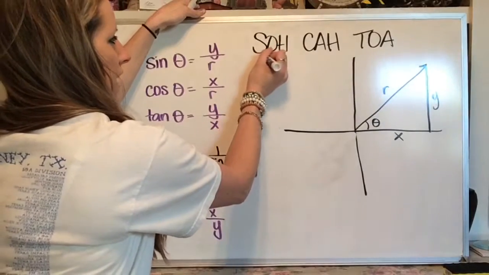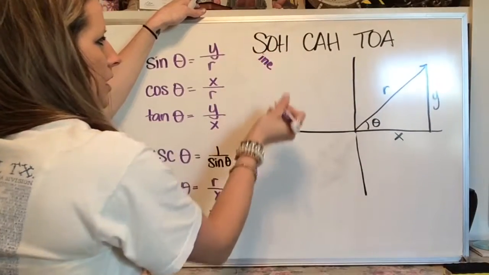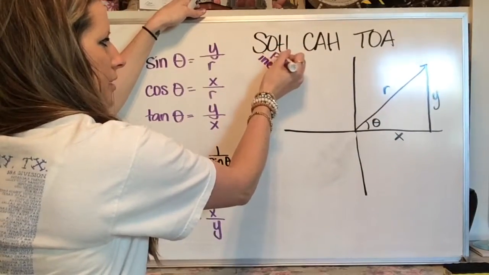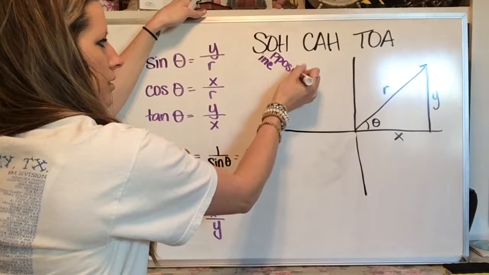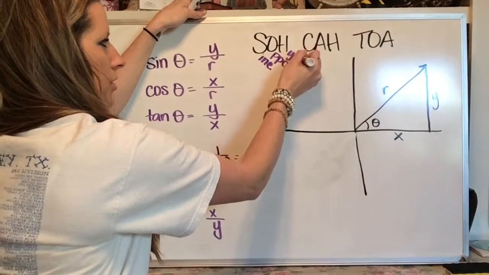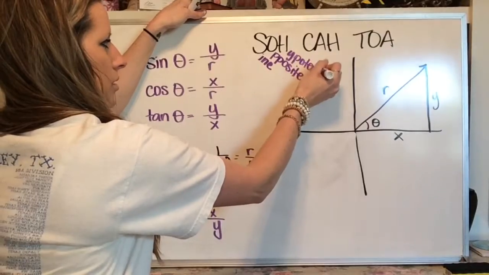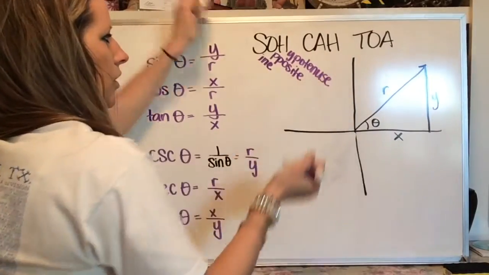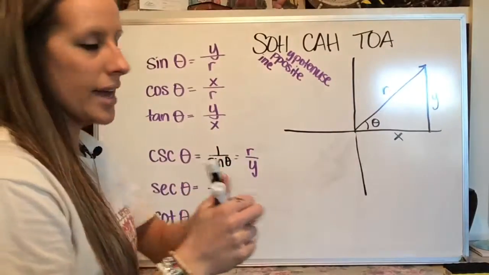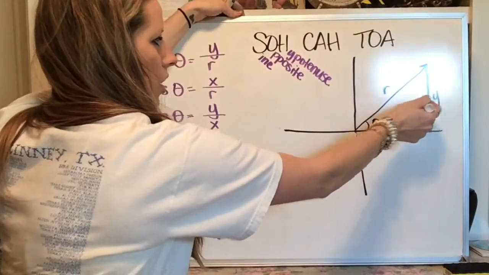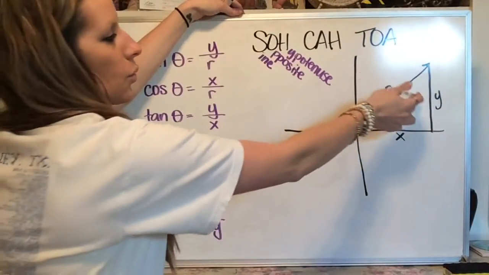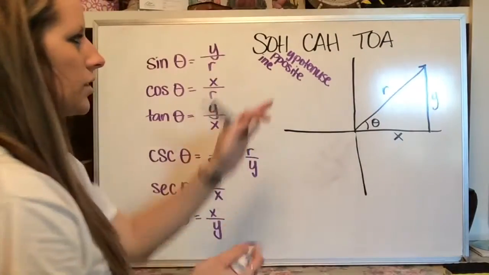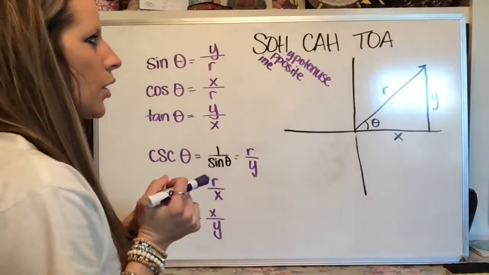So the S is for sine. O is for opposite. And H is for hypotenuse. Okay, so if I'm trying to find the sine, I'm going to do the opposite over the hypotenuse. So y over r. So that's the SOH. S-O-H.